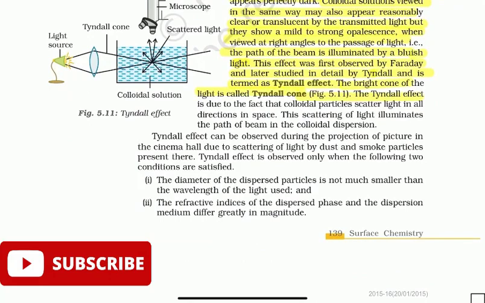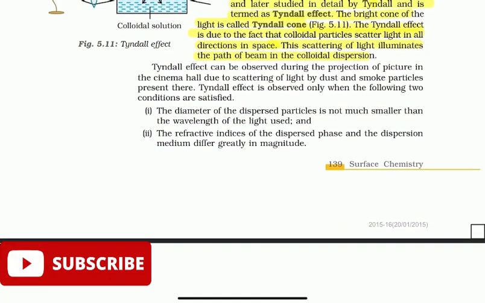The Tyndall effect is due to the fact that colloidal particles scatter light in all directions in space. The scattering of light illuminates the path of the beam in the colloidal dispersion. The Tyndall effect can be observed during the projection of a picture in the cinema hall due to scattering of light by dust and smoke particles present there.